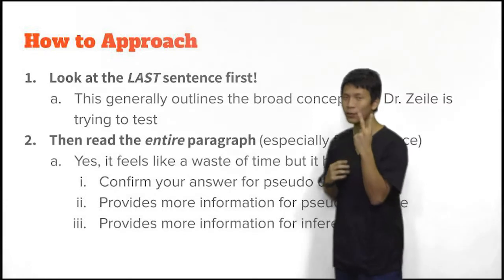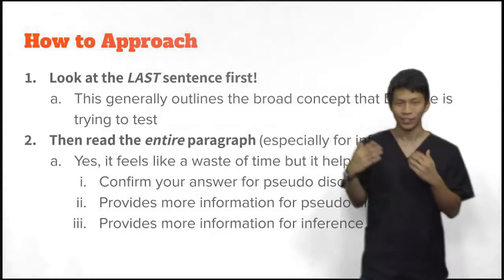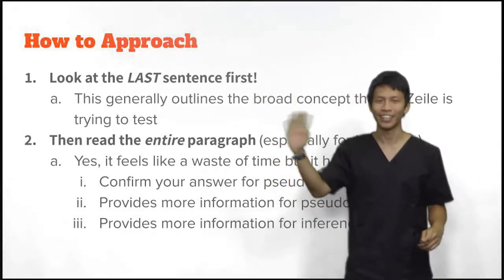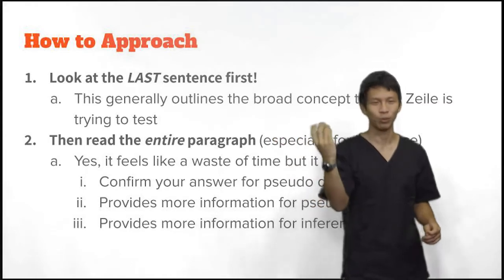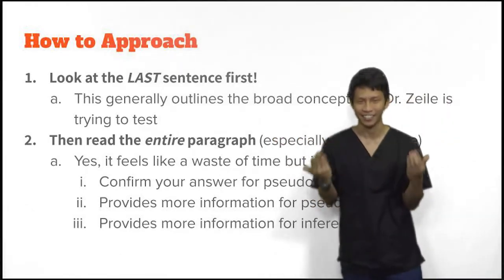There are two main steps that you want to do. First is to look at the last sentence first. Usually the last sentence is literally going to be the question. So it would be like, blah, blah, blah, here's a bunch of background, and then what does blank mean. Doing this, you can see what exactly Dr. Zeile is trying to ask.